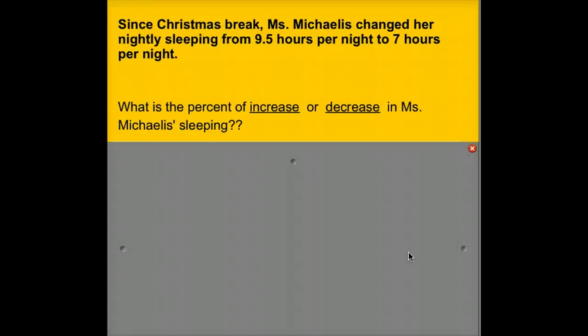Since Christmas break, Miss Michaelis has changed her nightly sleeping from 9.5 hours per night to 7 hours. So what is the percent of increase or decrease in my sleeping? Well, first the question you need to ask, did my amount of sleeping increase or did it decrease? During Christmas break I was getting 9.5 hours of sleep. Now I only get 7. So that was a percent of decrease.